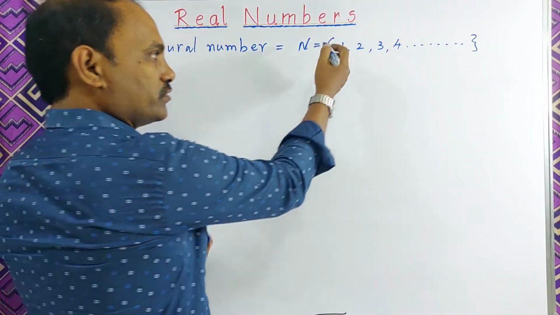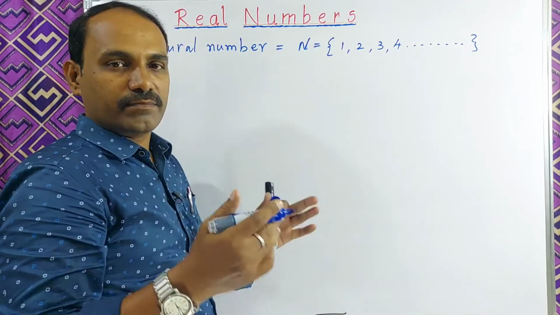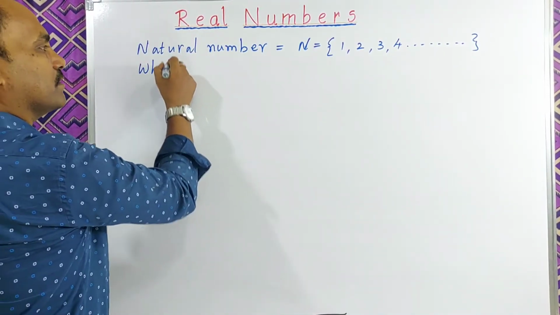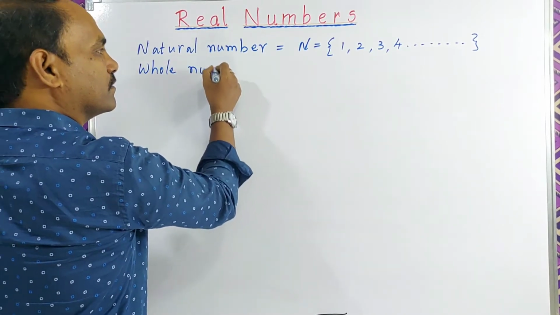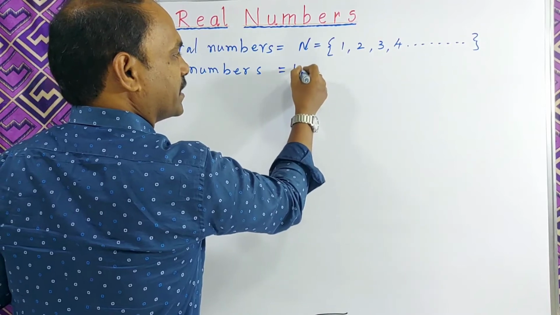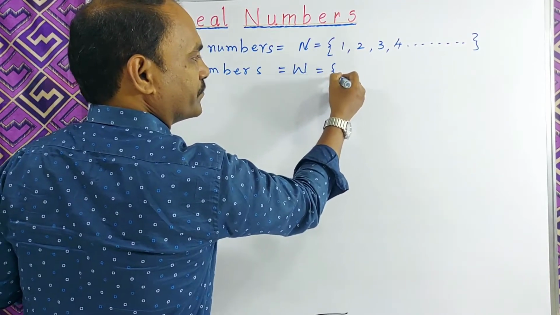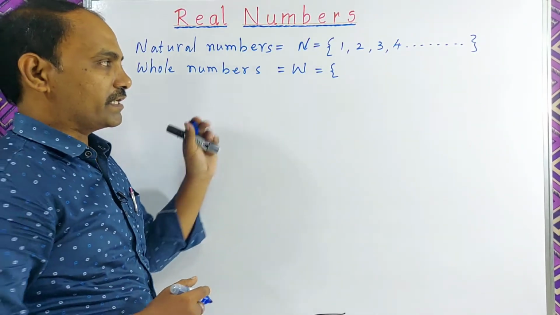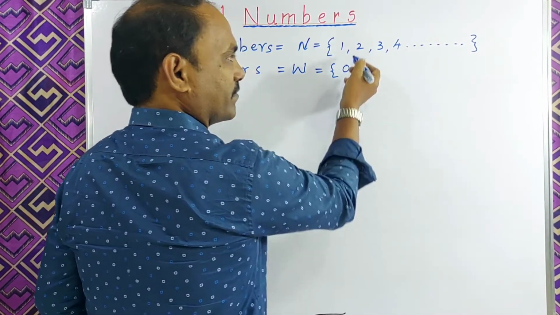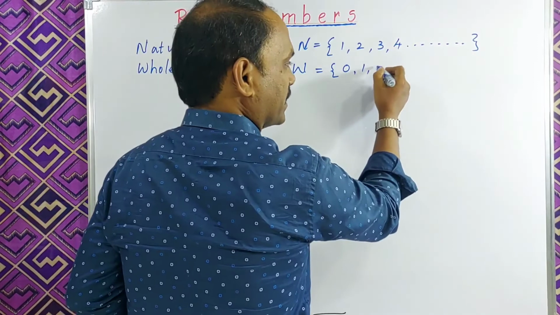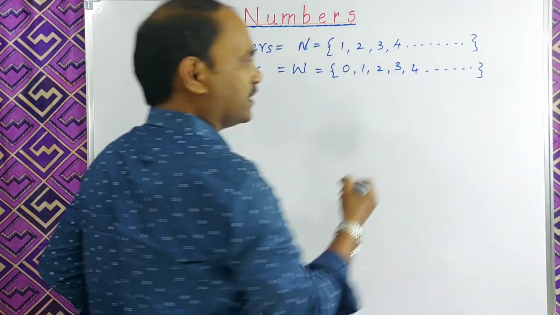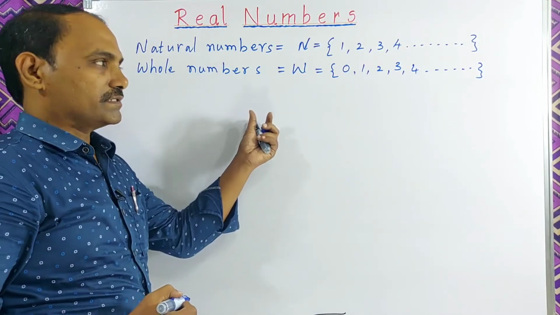If we add 0 to the natural numbers, then it becomes whole numbers. These are indicated with a W. So when we add 0 to the natural numbers, the same natural numbers are there again: 0, 1, 2, 3, 4 and so on. These are the whole numbers.